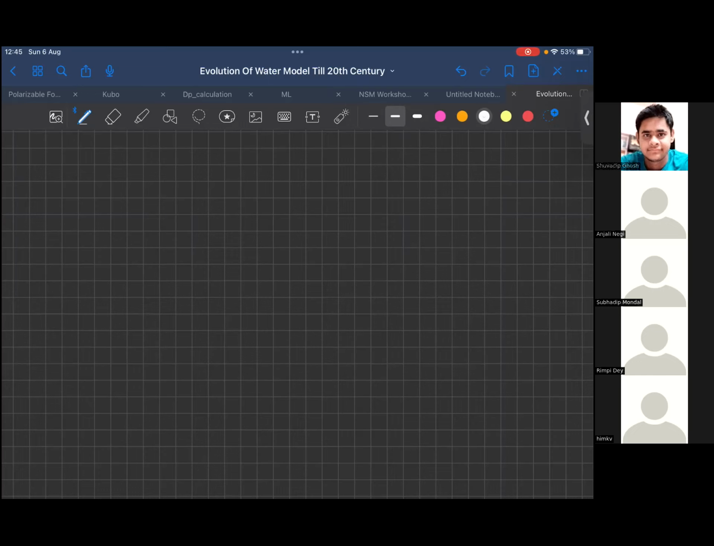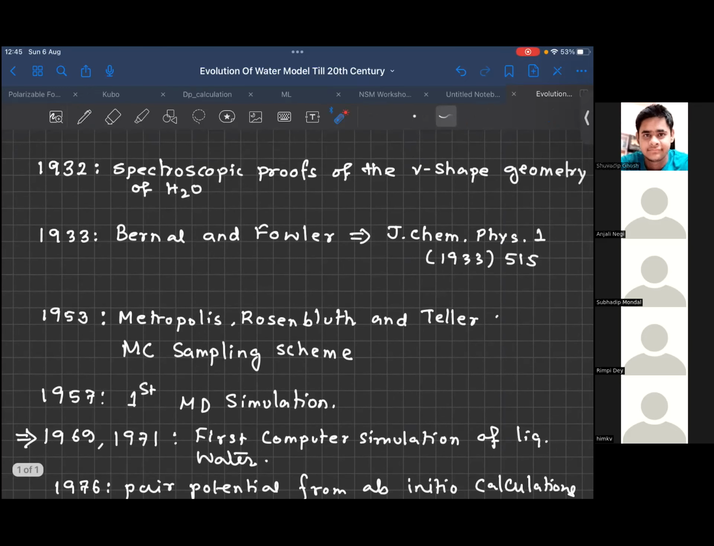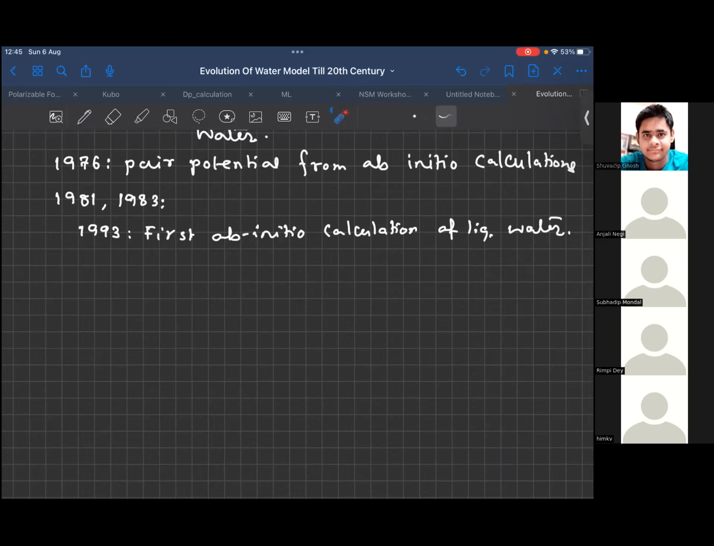So in this water model section, the first water model interaction potential was published by Bernal and Fowler, called the BF water model, in 1933, as you see. So this is called the BF water model, the Bernal and Fowler water model. And after that, the majority of the water models are empirical.